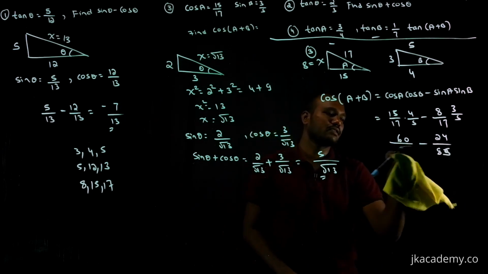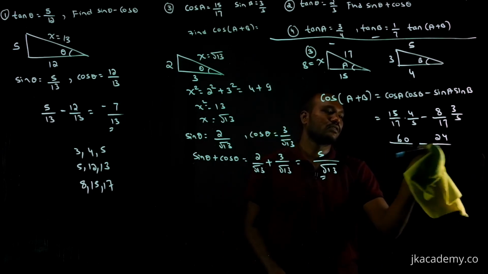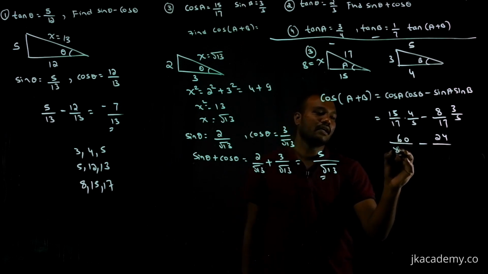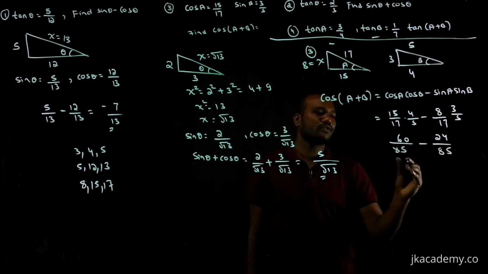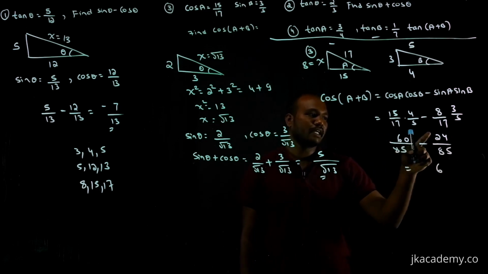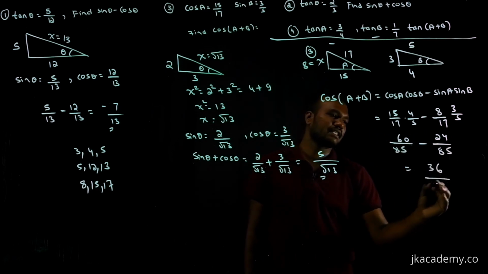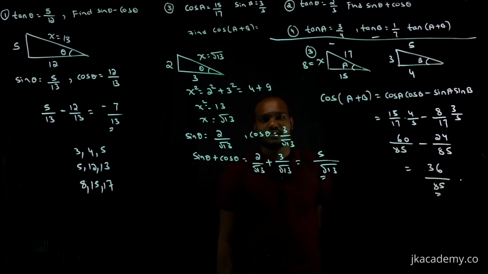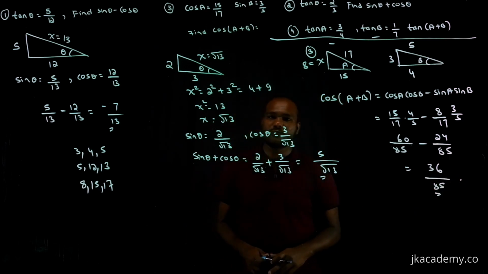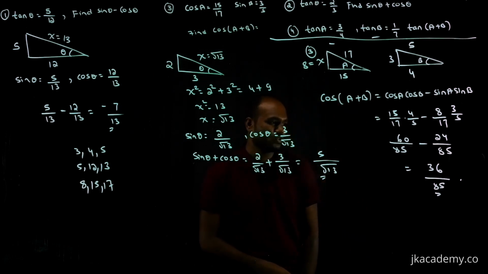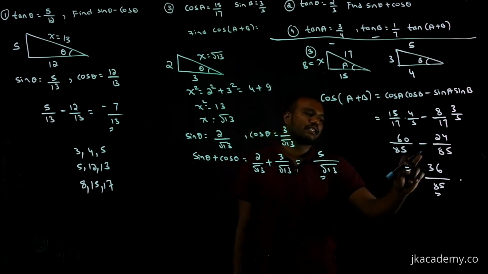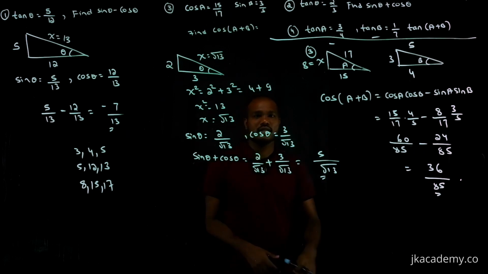Just let me correct this. 17 into 5, 85. This also will become 85. So 60 minus 24, 10 minus 4 is 6. 5 minus 2 is 3. 36 by 85. Is that cool? And also it is divisible by 3, I think. No, it's not divisible by 3. So you can just leave it like this. Just see the option and write it down.